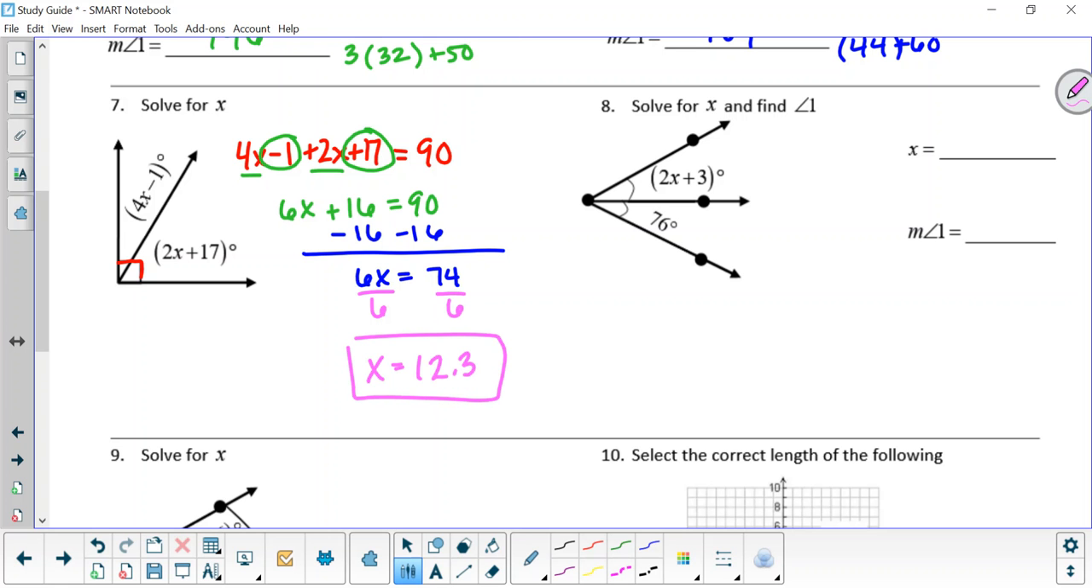Decimal is fine. Remember, the only time you're not allowed to have a decimal is when we are talking about slope. So go ahead and pause the video, try 8 on your own.